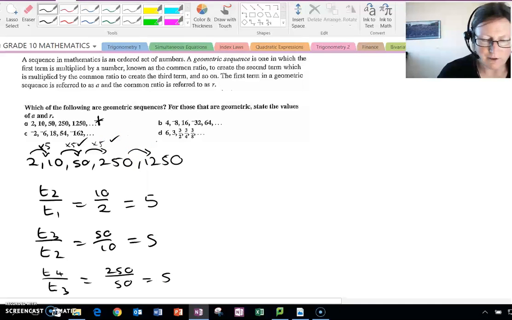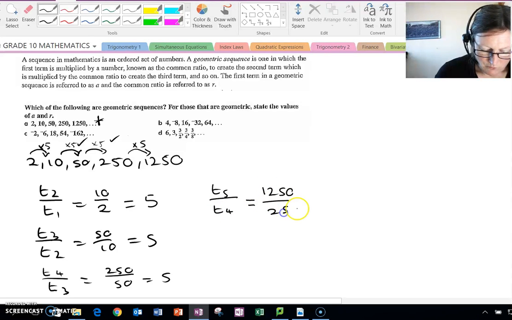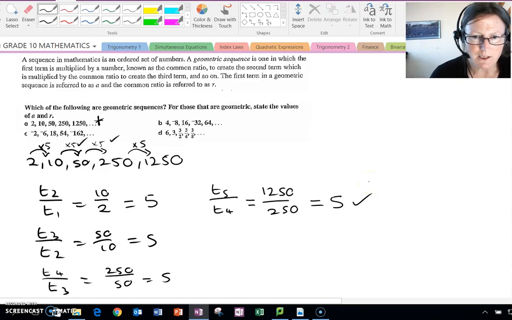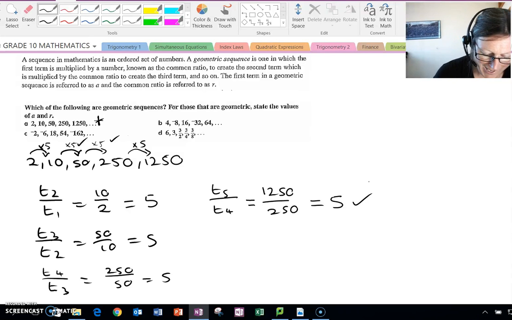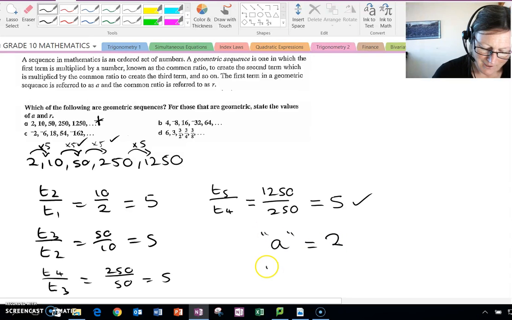Now let's see here. Is it the common ratio of timesing it by 5? So we'll get term 5 and we'll divide it by term 4. So 1250 divided by 250, that gives us 5, a common ratio. So yes, this is a geometric sequence. Now it asks us to state the value of A and R. So A is our first term, so our first term is 2, and R is our common ratio, which we found to be 5.